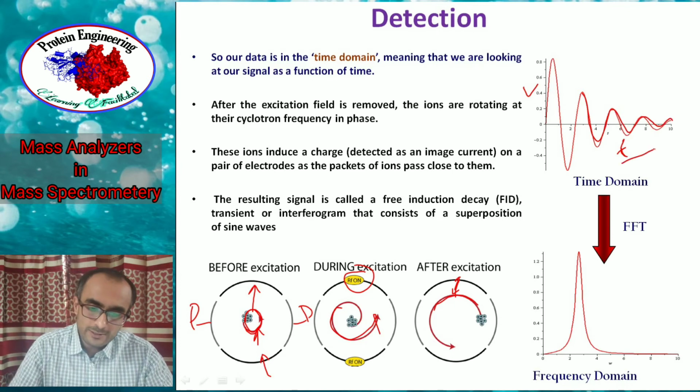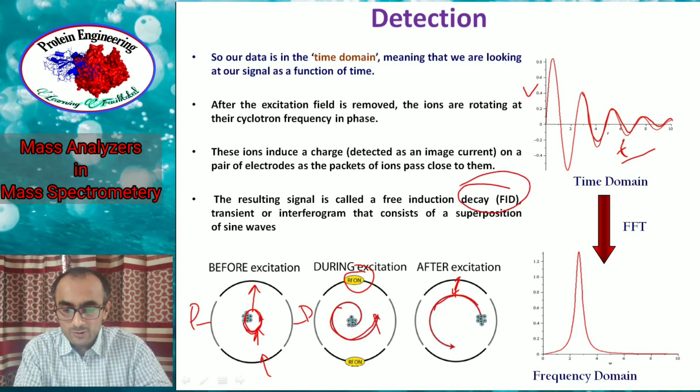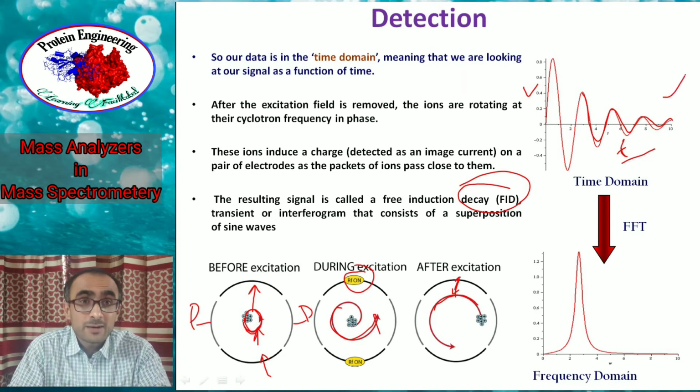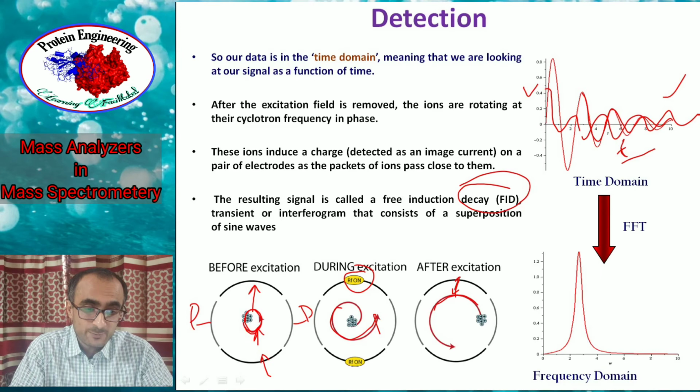So this is called in fact free induction decay, or FID, or transient or interferogram, and this consists of a superposition of sine waves. For example, here there is only one type of ion, so you get one sine wave only. If there are multiple ions in the sample, you will get multiple sine waves which are superimposed on each other. So eventually you have very complex spectra which is converted into frequency domain by Fourier transformation.